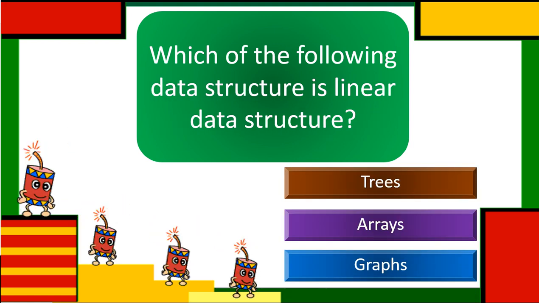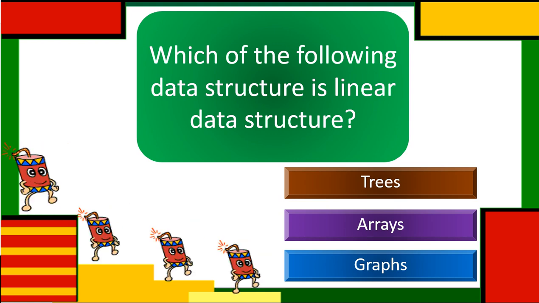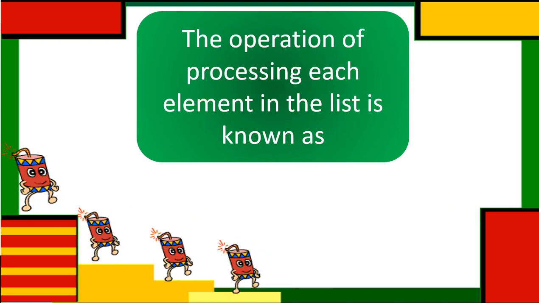Okay, so let's see the next question. Which of the following data structures is a linear data structure? Trees, arrays, graph. So which one is the linear data structure? Arrays are a linear data structure.